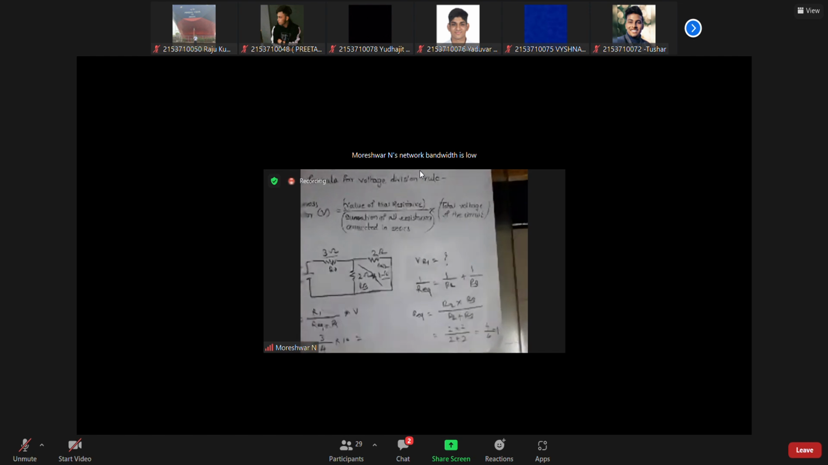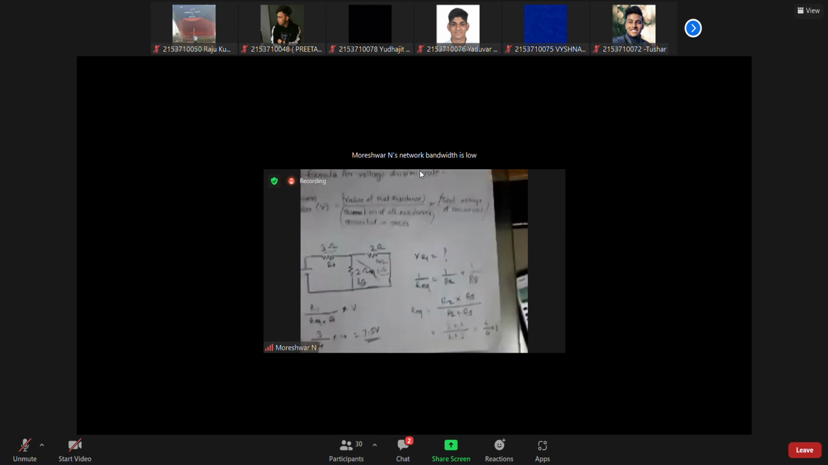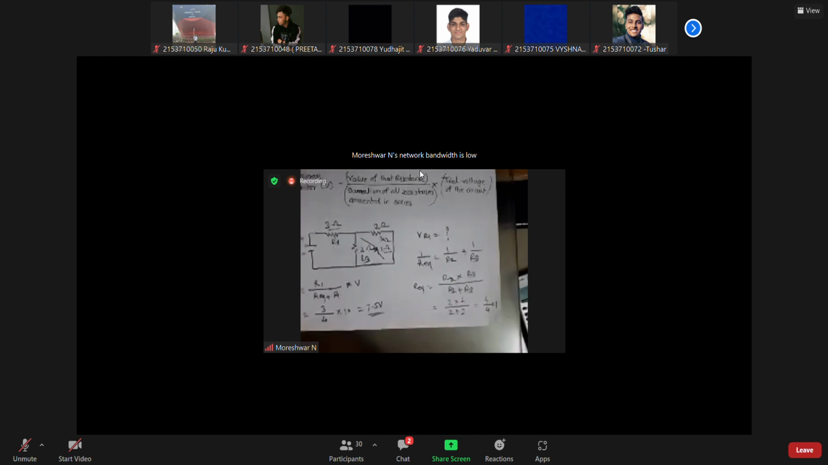Now you want to calculate this. So 3 divided by 4 is equal to 0.75 multiplied by 10, that is equal to 7.5 volt. So answer is 7.5 volt. So in this way, you can solve this kind of numerical. So hope everybody understood this.